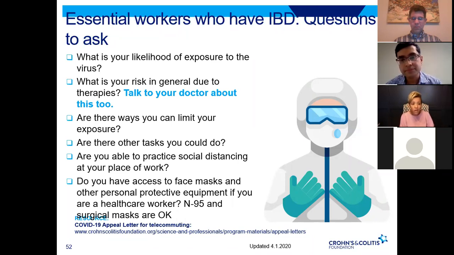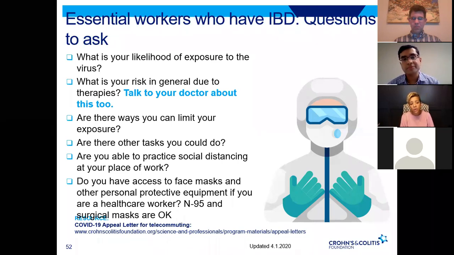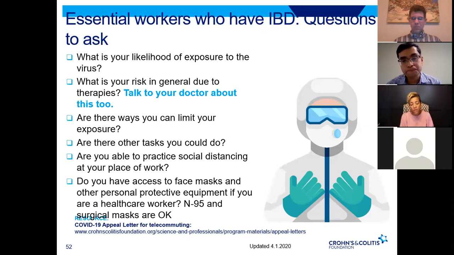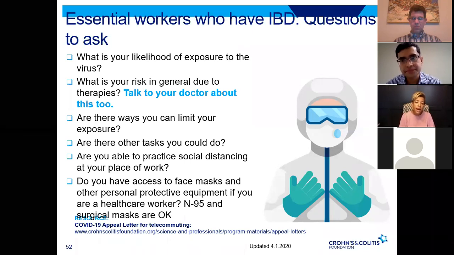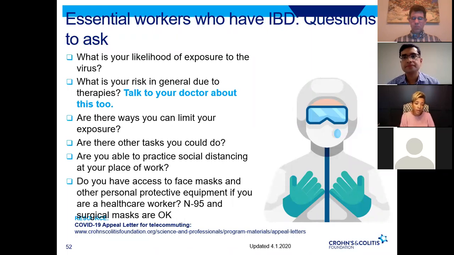And also, just as we talked about, your medications do not increase your risk of worsened outcomes or contracting this virus. And we know this to be true for the anti-TNFs. We also know this to be true for the other biologics or biosimilars. We know this to be true for the aminosalicylates and the thiopurines, as well as the new kid on the block, the JAK inhibitors.